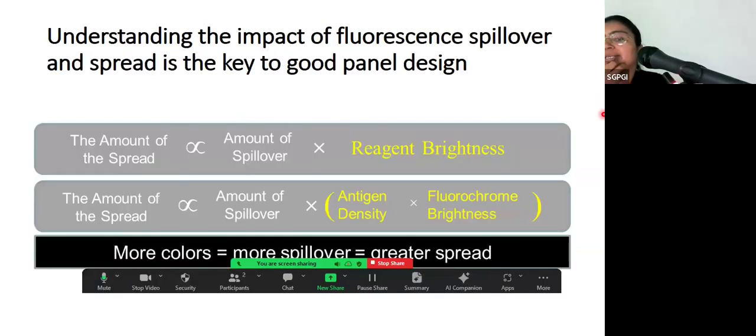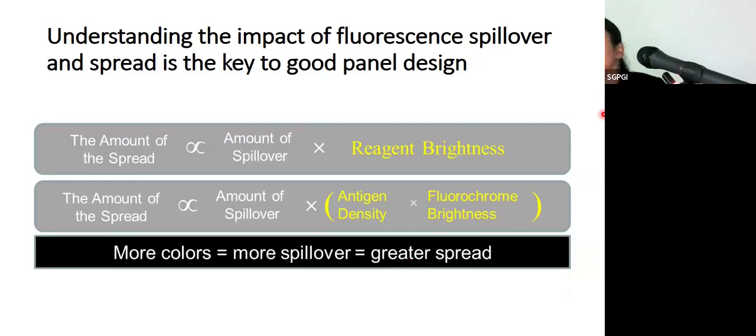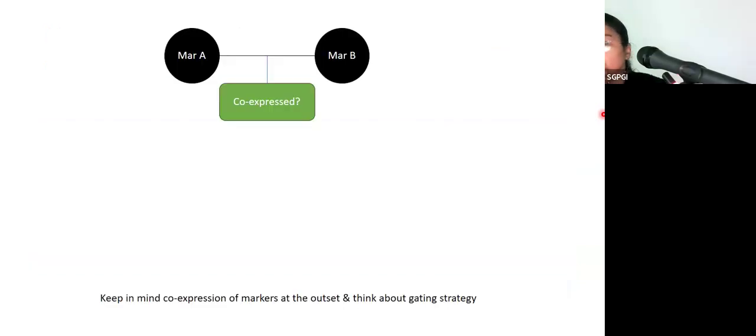So the amount of spread is related to the spillover and to the reagent brightness. And reagent brightness is a function of the antigen density and of fluorochrome brightness. So as you increase the colors, there will be more spillover and there will be greater spread.